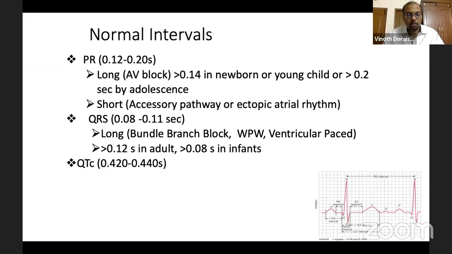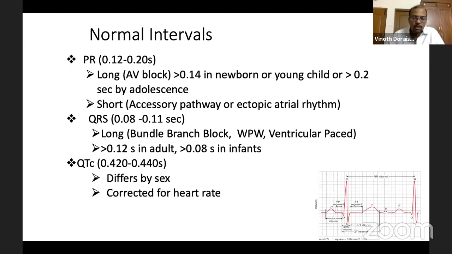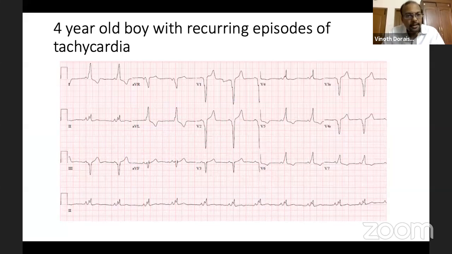More than 120 milliseconds in an adult is prolonged QRS duration, and for an infant it is more than 80 milliseconds. The QT interval is from the start of the QRS complex to the end of the T wave. It represents ventricular depolarization and repolarization. So it is very important. You would have heard of prolonged QTc syndrome or long QTc syndrome. This differs by adult, male or female, adult and child, and usually we have to use Bazett's formula to correct for heart rate. We have slides regarding that later on.